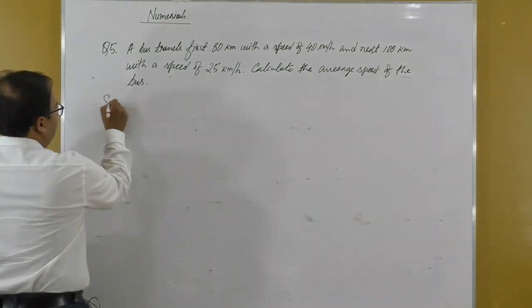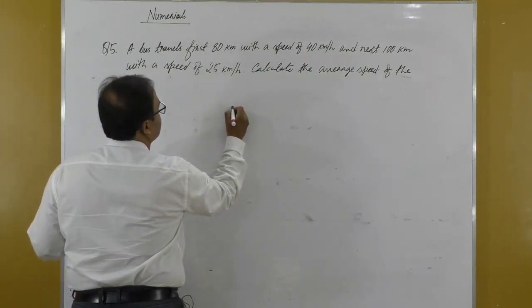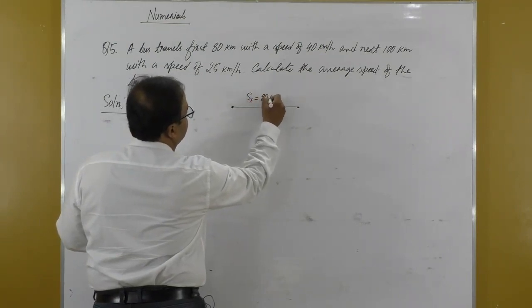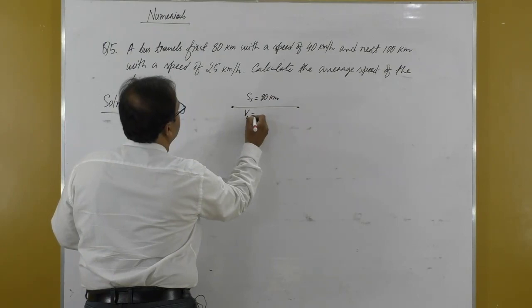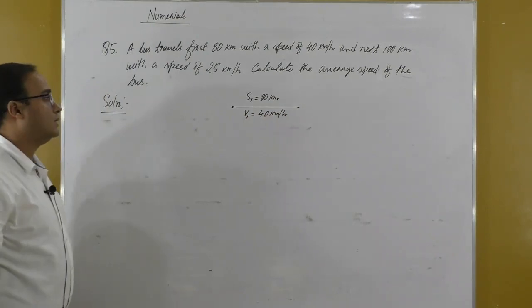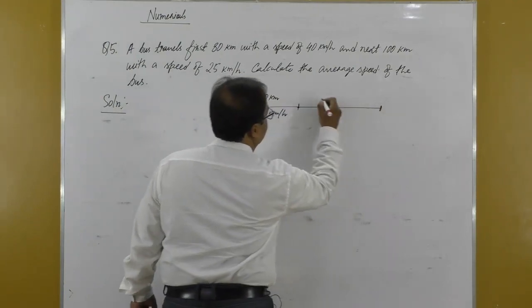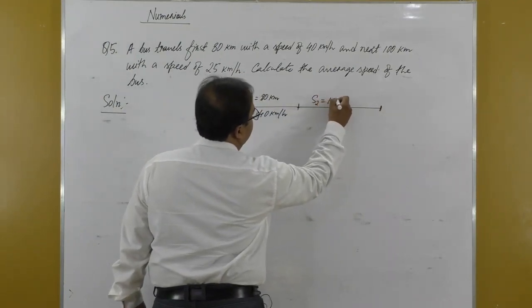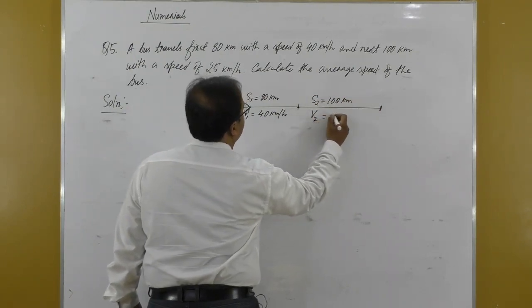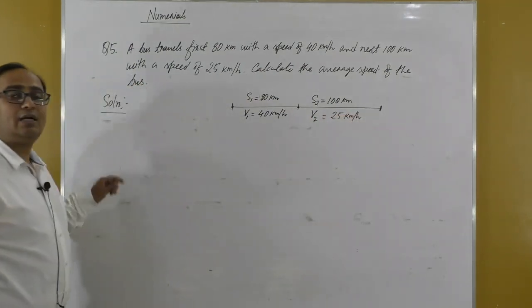So we'll try to solve this numerical. So here it is given, the bus covers first 80 km, let this be S1, with a speed of 40 km per hour. Then next 100 km, we can consider this is S2, with a speed of V2, with a speed of 25 km per hour. You are asked to calculate average speed.